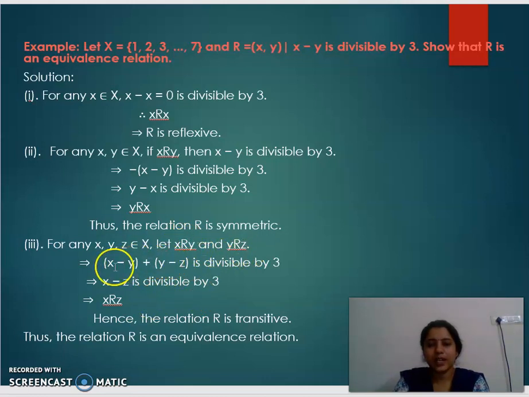Like that, for transitive also, x is related to y and y is related to z. That means x minus y is divisible by 3 and y minus z is divisible by 3. If you add both, then you'll get x minus z also divisible by 3. Hence, as it satisfies all three properties, it is an equivalence relation.